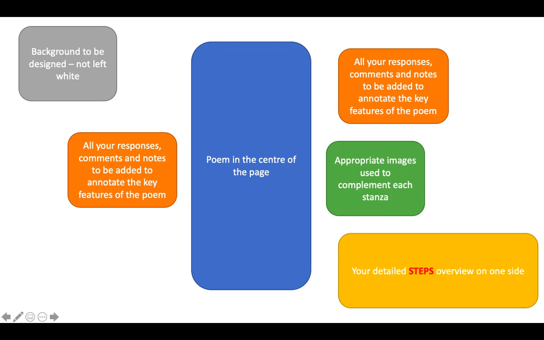I've done two coloured boxes for that. They're the same, but I want you to make sure that your poem is completely surrounded by notes and that it's labelled clearly, with lines connecting the poem to the analysis, all right? So make sure that's really, really neat. Also, for each stanza, I'd like you to think about an appropriate image that could complement and go along with the focus of each stanza.